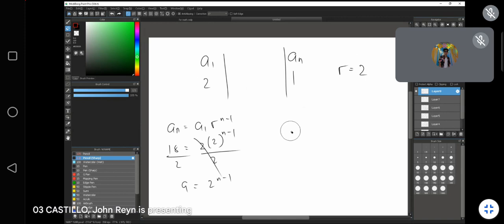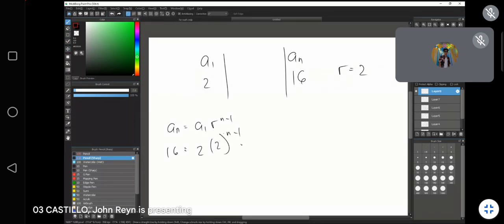Okay, so I made a mistake on the geometric sequence. So let's just start. 16. I made a mistake on the geometric itself. So let's rewrite again. So a sub n, we already know the value of a sub n is 16. Then a sub 1 should be 2. Then the common ratio 2.